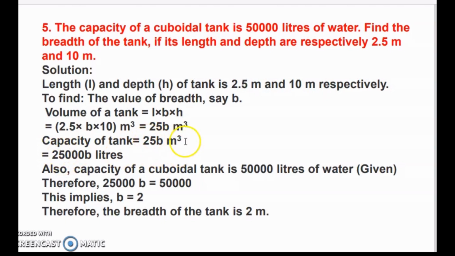So if you convert this meter cube to liters, you have to multiply with 1000. The conversion you have already seen before. So this will become 25,000 B liters. This is the capacity in liters, which is equal to 50,000, and you will equate both and you will find the breadth. So that is 2 meters. So breadth of this tank should be 2 meters so that it can hold 50,000 liters of water.